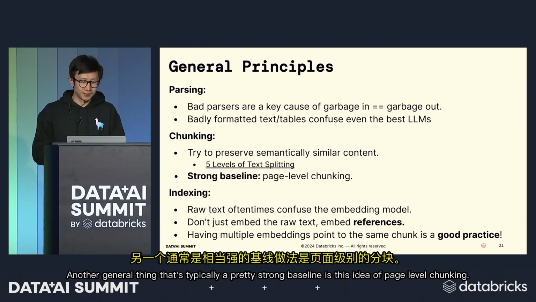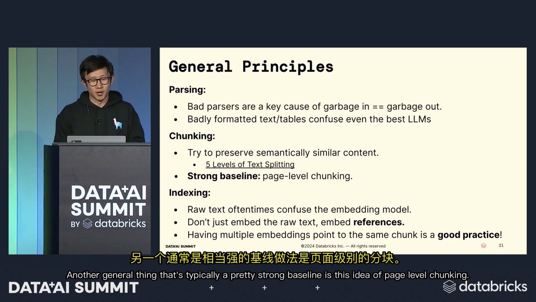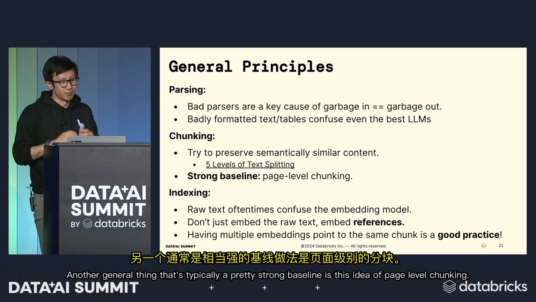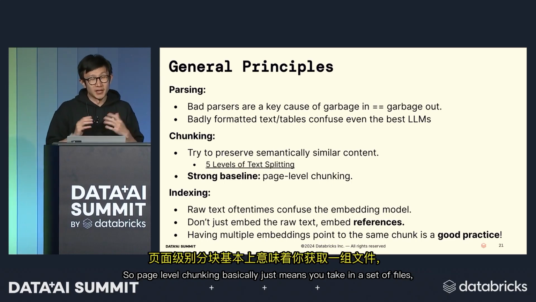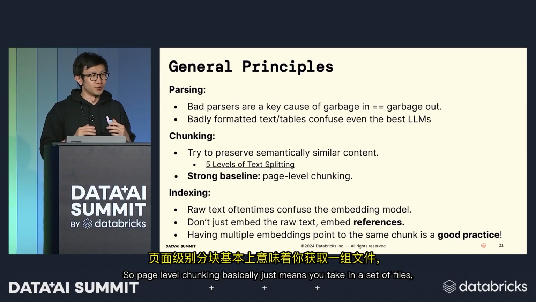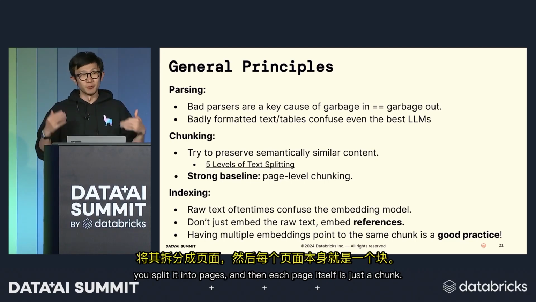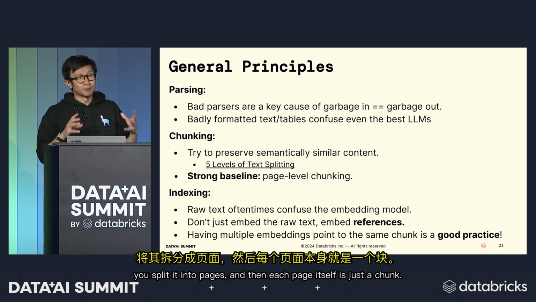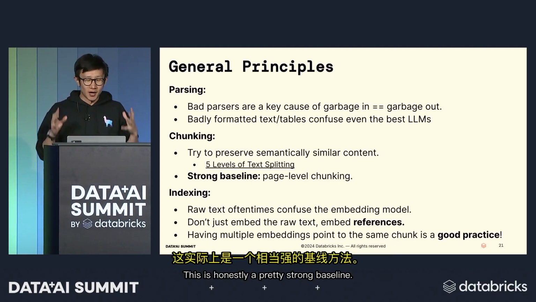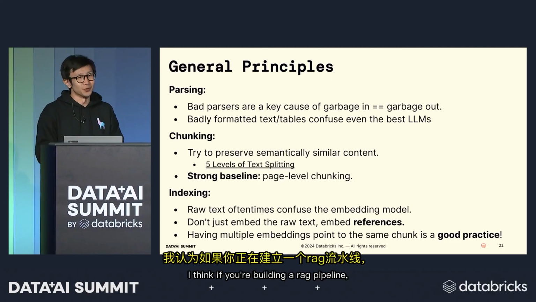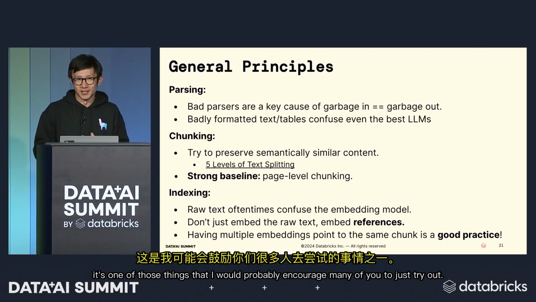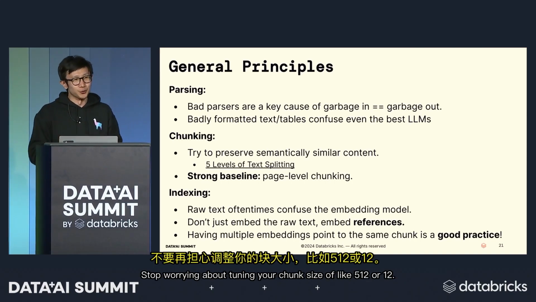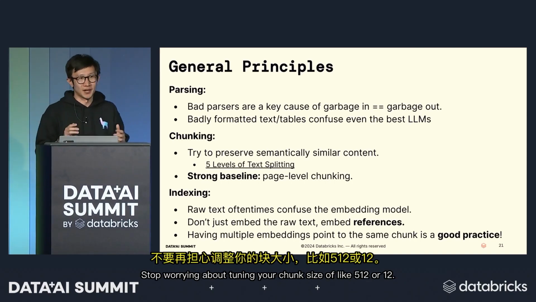Another general thing that's typically a pretty strong baseline is this idea of page level chunking. Page level chunking basically just means you take in a set of files, you split them into pages, and then each page itself is just a chunk, right? This is honestly a pretty strong baseline. If you're building a RAG pipeline, it's one of those things that I would encourage many of you to just try out. Stop worrying about tuning your chunk size of 512 or 1024.